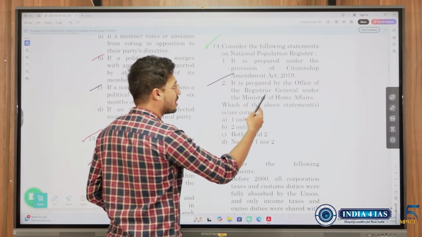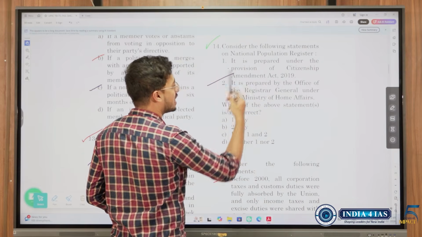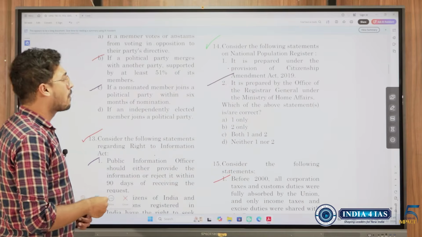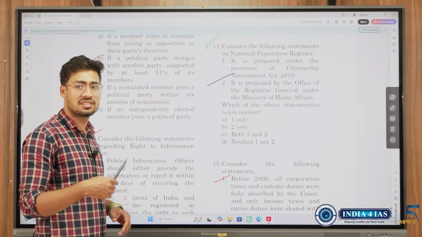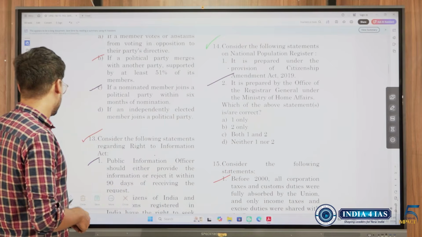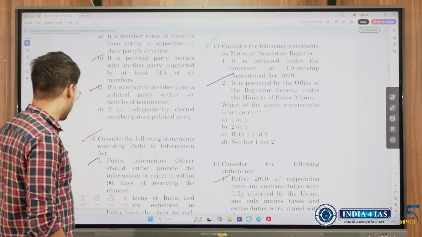This thing you should know, that it is the Office of Registrar General which is responsible for NPR. The Registrar General or Census Commissioner is the person responsible for doing the census as well. And the Census Commissioner's office is under the Home Ministry. Another fact.